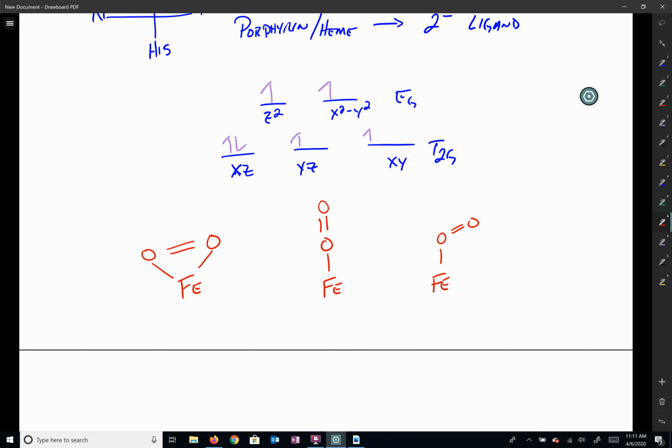Okay, how does that work? How does that happen? How do we know? How can we assess? Well, here's where we're going to have to use MO theory again, okay?